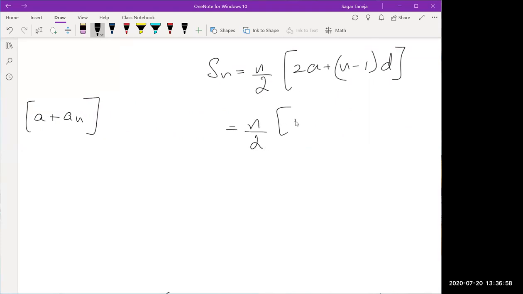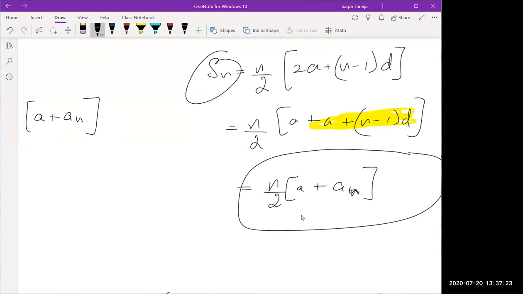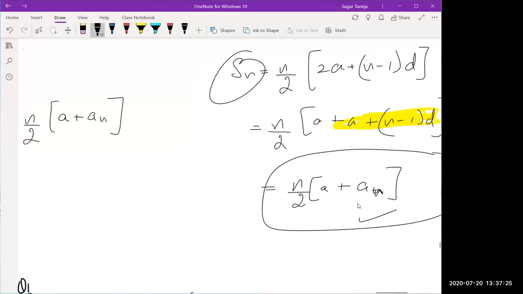Here 2a can be written as a plus a, because it is 2a, no? a plus a, then plus (n minus 1) d, n by 2. Now see this thing. Which formula is this? a plus (n minus 1) d. It is the formula of an. So this is a and this is an. So this is another formula of Sn, if you want to use sometimes. So little short.